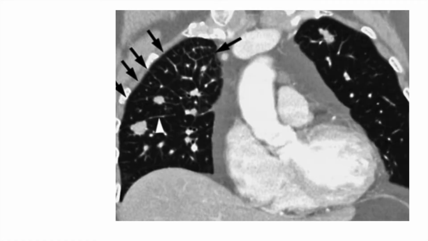The next is lymphangitic spread of tumor. Here you can see there are a lot of septal lines. Here the tumor is spreading along the lymphatics. Also note there are pulmonary mets to corroborate your finding.